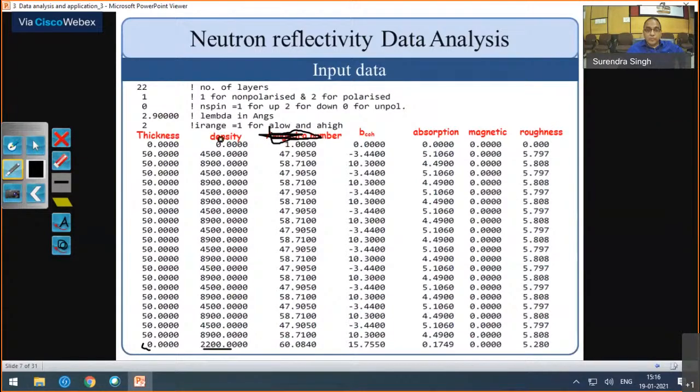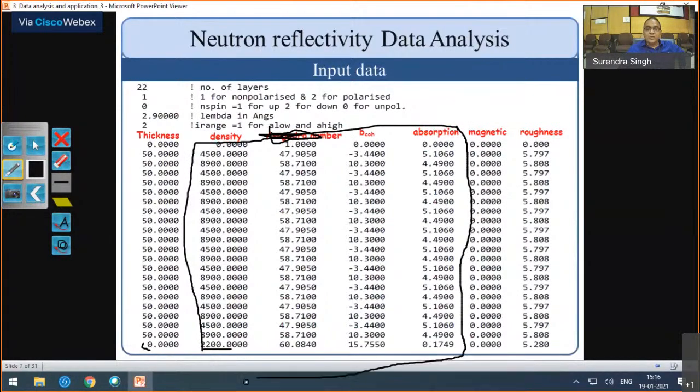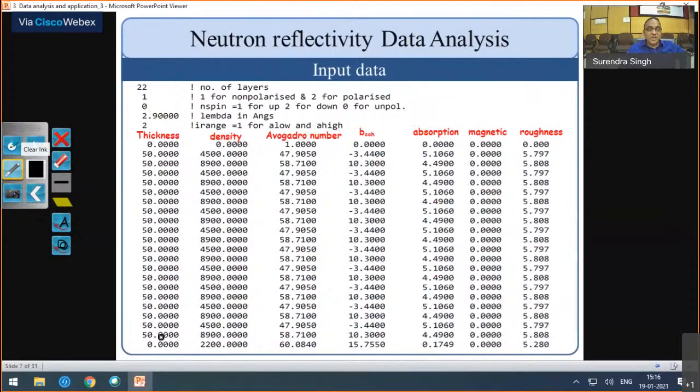From these, density, atomic number, B coherent and B absorption, these 4 columns give you the scattering length density. In different programs, different inputs are required. For some programs, you have to calculate the scattering length density and give only one parameter. But since my program generates the scattering length density within the program, I give this kind of input. So for each layer, we are giving these parameters: thickness, density, B coherent, because this gives the scattering length density, and roughness.